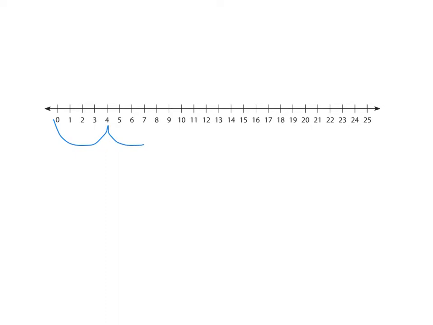4, 8, 12, 16, 20, 24. So when we skip count by 4s, what numbers do we land on? Well, we landed on 4, 8, 12, 16, 20, and 24. How can we use this number line to show 3 times 4?